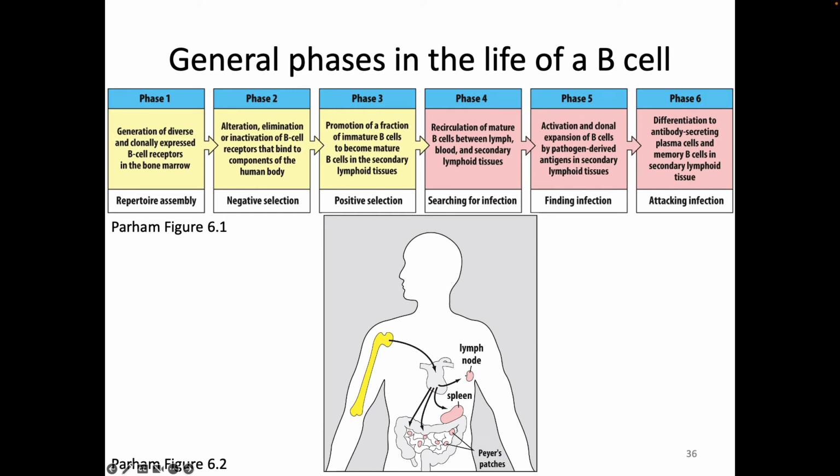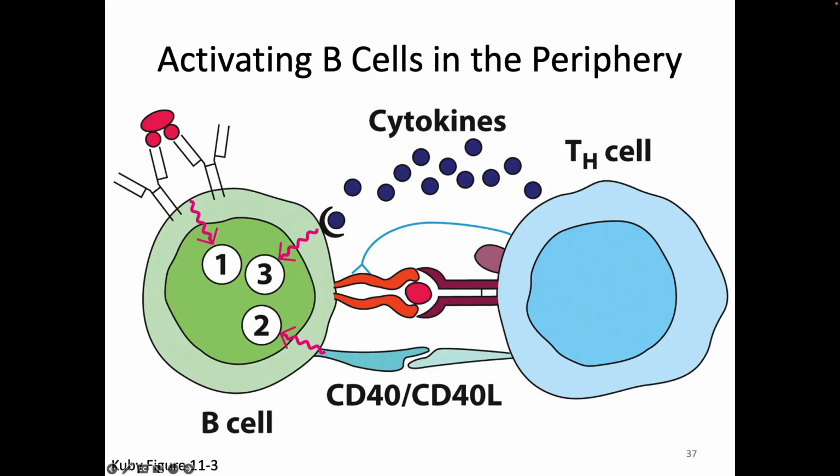And now we're going to do things like search for microbes, find microbes, attack microbes in the pink organs. In order to make this work in most settings, our B cell needs to interact with a T cell. So in the periphery, B cells often need to interact with a T cell through the mechanisms shown here.